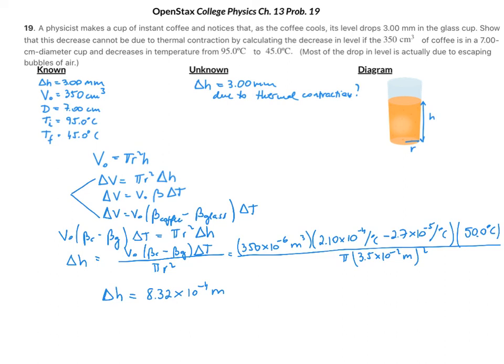So this much is accounted for by the coffee cooling. And if we convert this into centimeters, it would be 8.32 times 10 to the negative second centimeters, which is a lot less than the 3 millimeters that we had before. I guess let's convert this to millimeters. So that would be 0.832 millimeters. And the problem said that the coffee dropped by 3 millimeters, which is quite a bit larger than what we only get from volume thermal expansion.